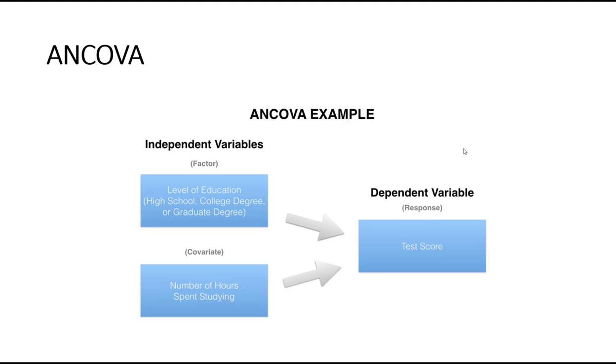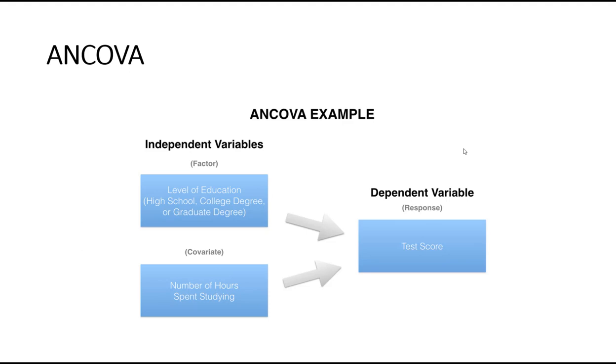For example, comparing test score by both level of education and number of hours spent studying. Test score would be a continuous dependent variable. You would try to explain it using level of education, which is categorical. In addition, you would use number of hours spent studying, another continuous variable, to explain test score.